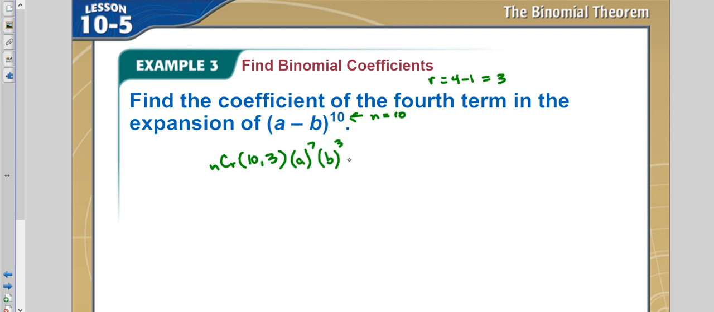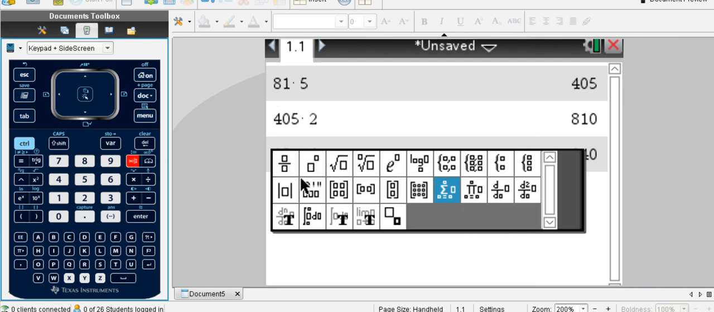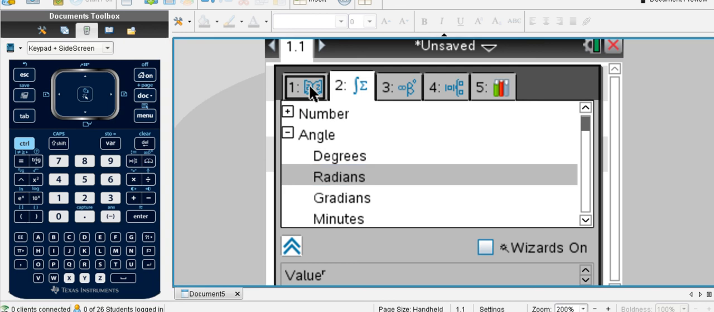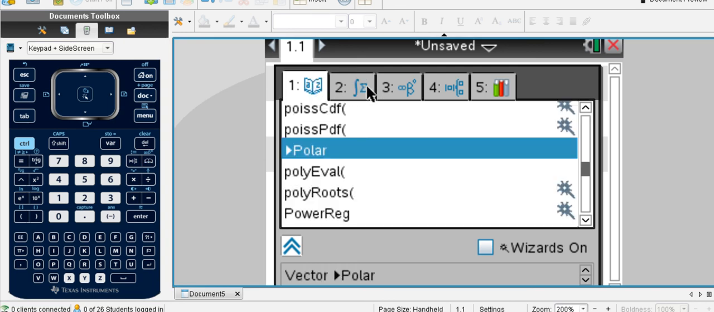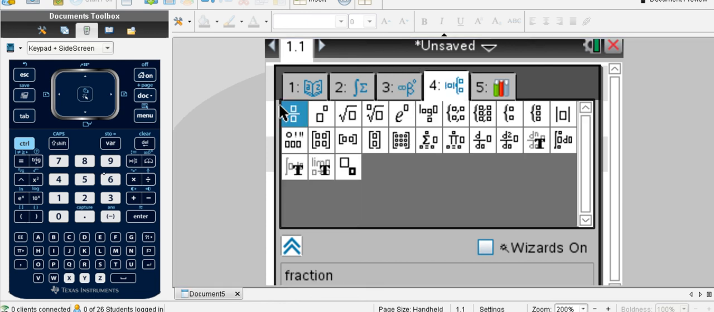Now b here is negative, so I actually need to put in negative b to the 3rd. Now I can't type this part in the calculator, so we'll just type this in, and then we'll get our answer here. So I'll go over to the calculator, and here's the button next to 9 has our NCR. I'm sorry, that's not there, it's the book. So when you hit the book, we come over here, and all of a sudden I've forgotten where it is. Well, I can't find it, so here's what we're going to do. We're just going to type it in.